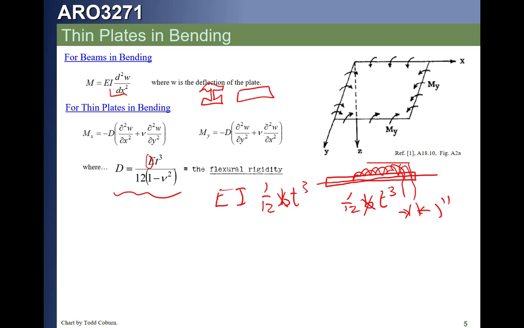So if we just focus on 1 inch, we can say we've got a certain moment per inch, we have a certain rigidity per inch, and now we're being consistent. So really this is the EI with the B taken out, since this is a per inch value, and then there's one over their term, and that's this little 1 minus nu squared, where nu is Poisson's ratio, and basically that's called the plate effect.